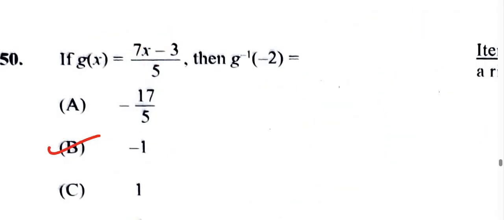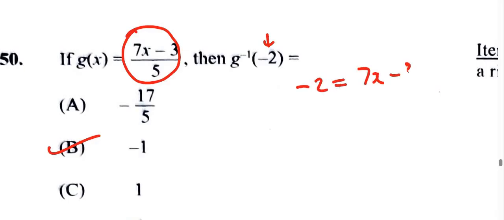Here's another option, another way of doing this. Since we're looking at the inverse of -2, what we could do is set this whole thing up to figure out what value of x will produce a -2. So we're going to replace the g of x with -2. And we have 7x minus 3 over 5. Then we transpose the 5, that's -2. The 5 moves from division to multiplication.